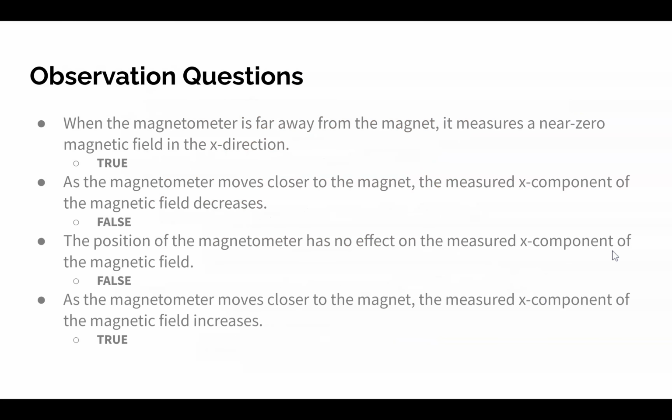So some observations I made: when the magnetometer is far away from the magnet, it does measure a near zero magnetic field in the x direction, and as the magnetometer moves closer to the magnet, the measured x component of the magnetic field does not decrease, it increases. And the position of the magnetometer does have an effect on the measured x component of the magnetic field.